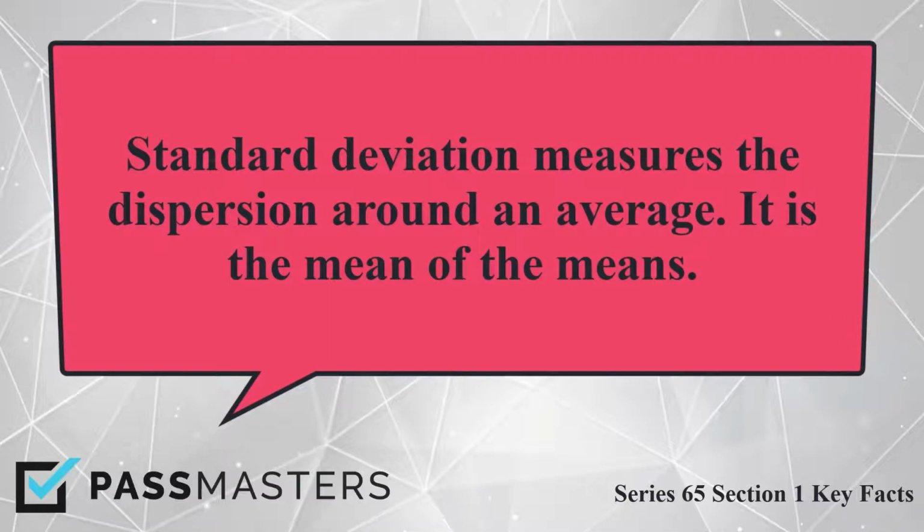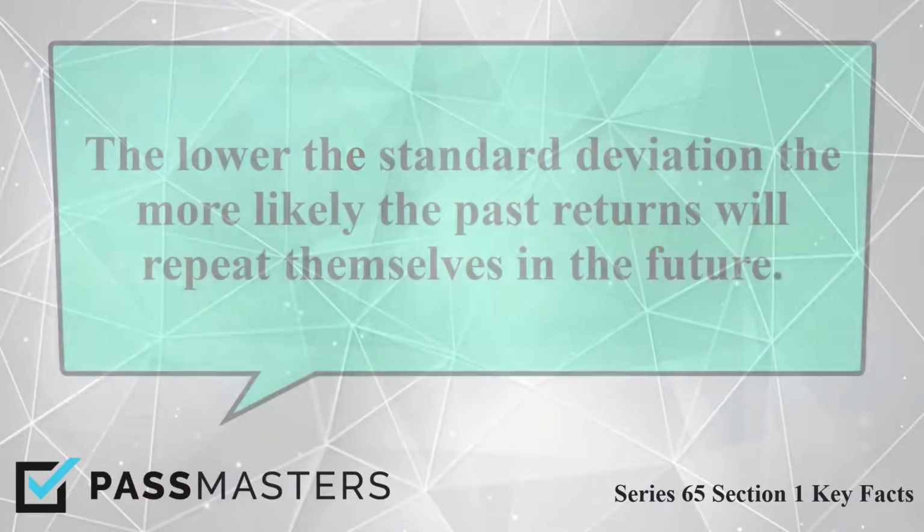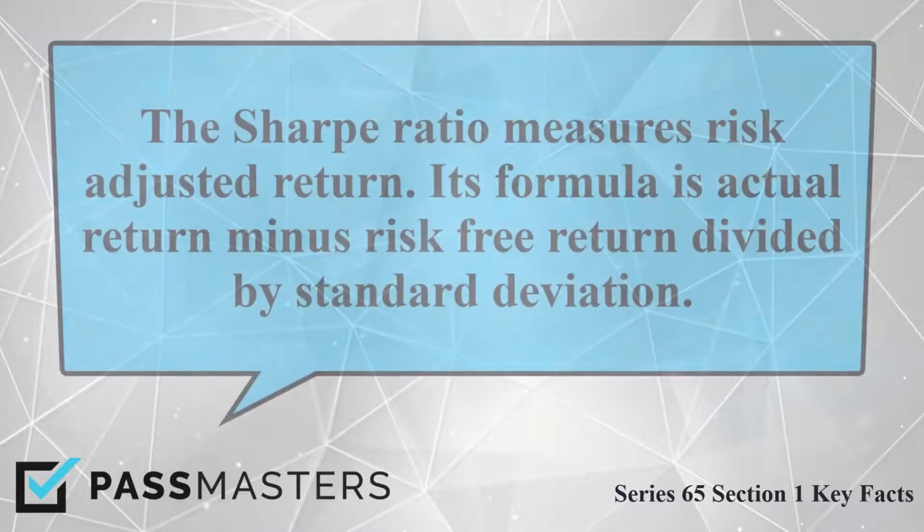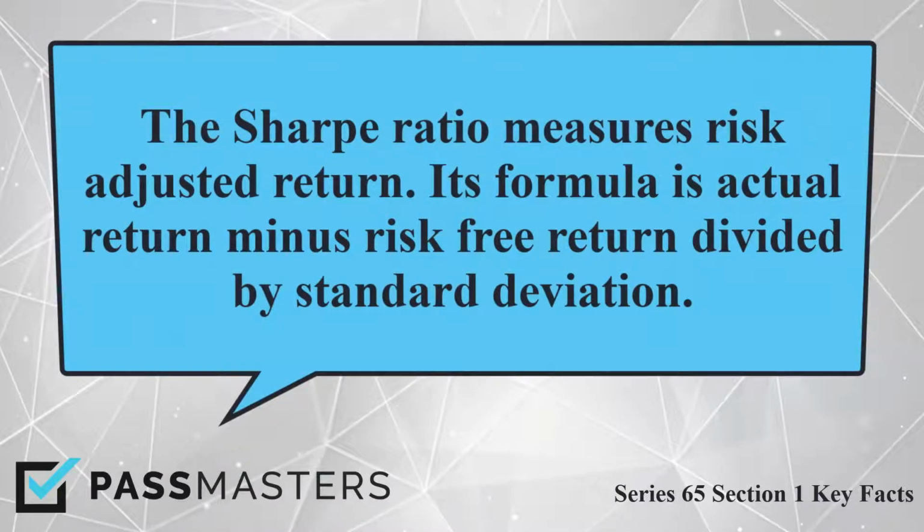Standard deviation measures the dispersion around an average. It is the mean of the means. The lower the standard deviation, the more likely the past returns will repeat themselves in the future. The Sharpe ratio measures risk-adjusted return. Its formula is actual return minus risk-free return divided by standard deviation.